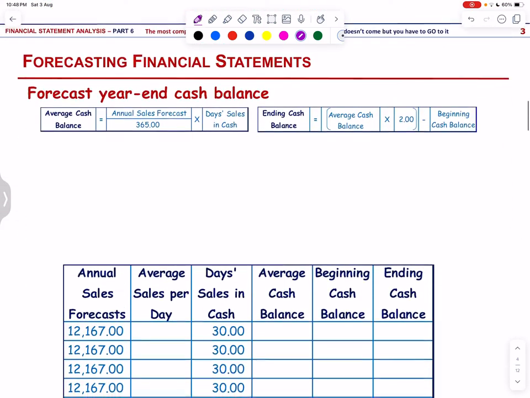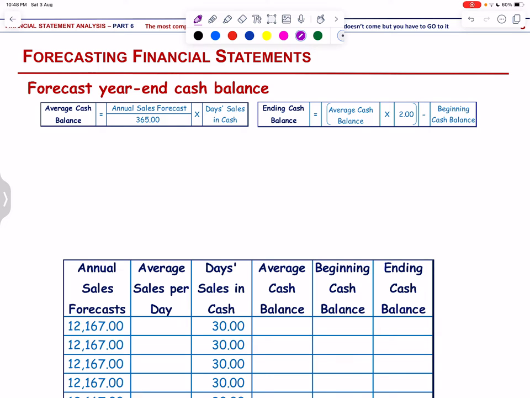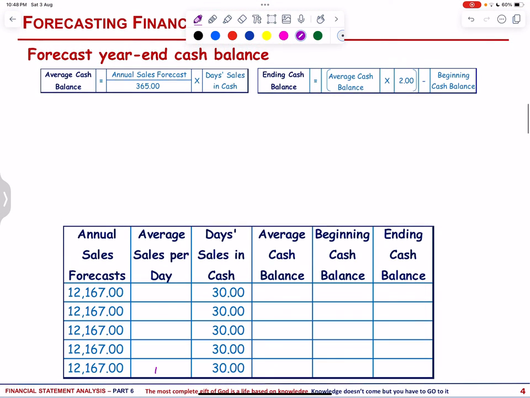So let us start with forecasting year-end cash balance from the average cash balance. Now suppose the company's annual sales is 12,167 and this will remain constant for the 5 years. The company holds 30 days of sales in cash. So the cash turnover rate is 30 days, and we also assume that the cash balance at the beginning of the first year is 800.